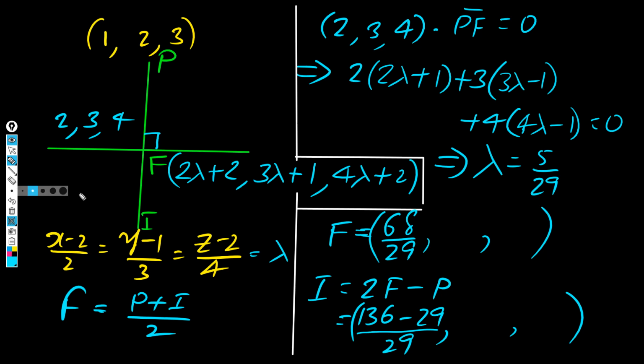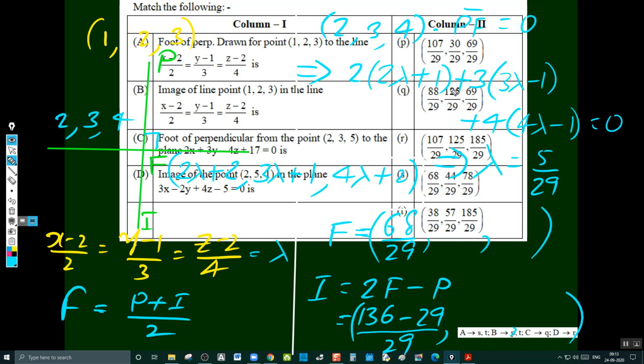Let me check the options. Is 68 by 29 there or not? Yes, it is the answer. Luckily, he has given only one option. If 68 by 29 is there in every option, you will have to go for the second one also. 68 by 29 is there and 107 by 29 is there. So A is for yes and B is for R.